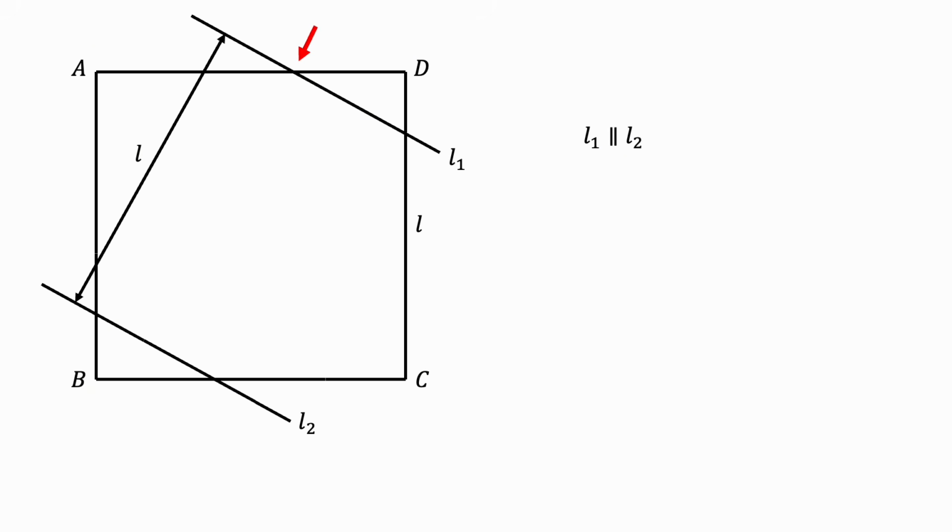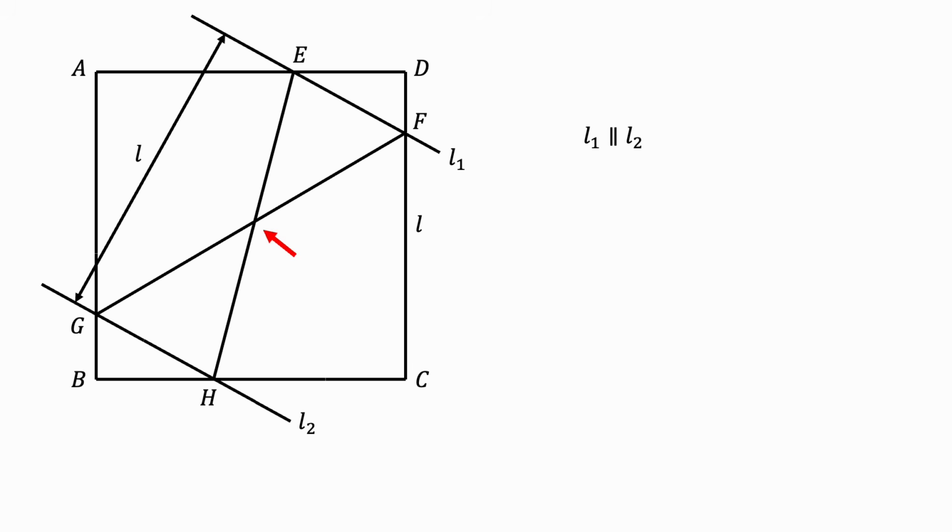L1 meets AD at E and meets CD at F. L2 meets AB at G and meets BC at H. Join E to H and F to G. Label the intersection of FG and EH as I. If angle GIH equals theta, the goal is to find theta.